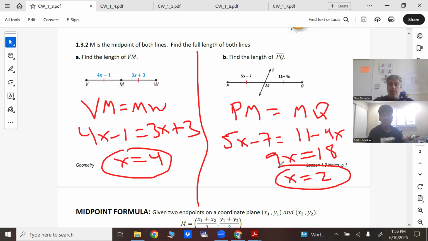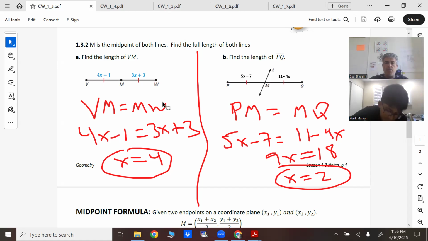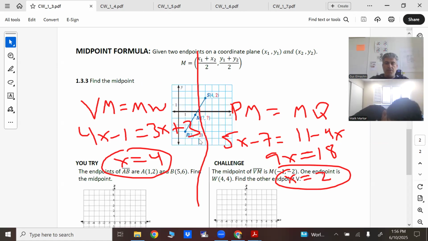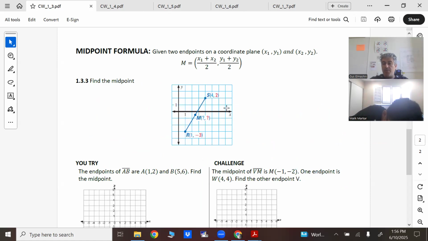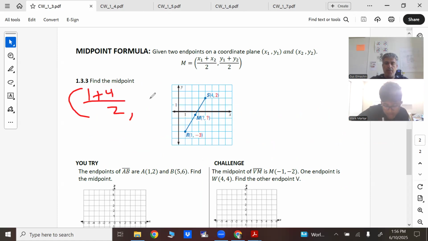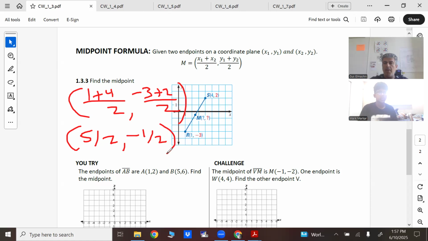Okay. So midpoint is simply the average of 2 points. So notice how you have R, which is one endpoint, and S is another endpoint. The midpoint is simply the average of the X and Y coordinates. So essentially what we want to do is 1 plus 4 divided by 2, comma -3 plus 2 divided by 2. So it'll be 5 halves, comma -1 half.